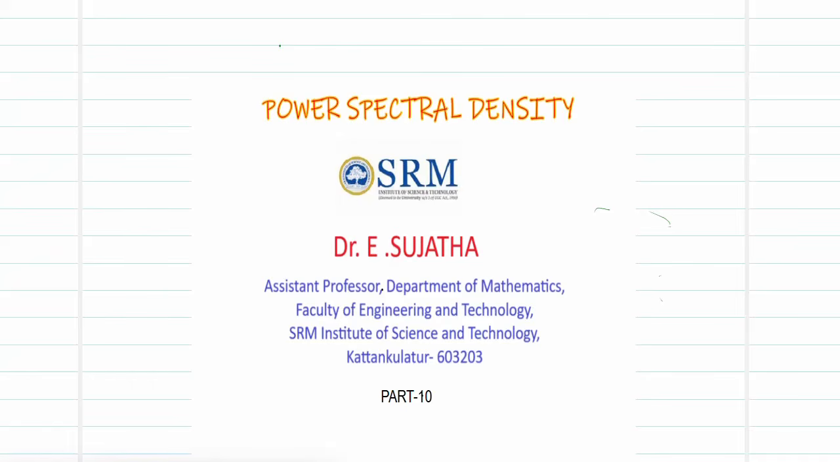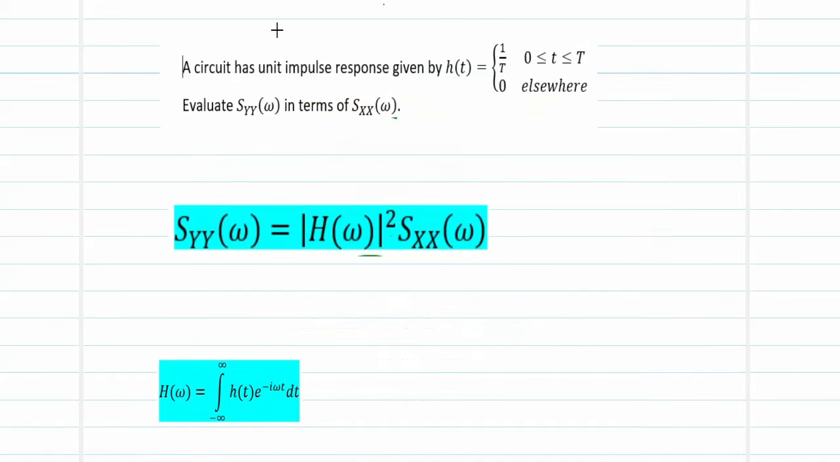We are dealing with problems in linear power spectrum: given an input power spectral density, how to convert it into an output power spectral density using your system transfer function. The problem is: a circuit has a unit impulse response given by h(t) = 1/T for 0 less than t less than or equal to capital T, and 0 elsewhere. We have to evaluate Syy(omega) in terms of Sxx(omega).